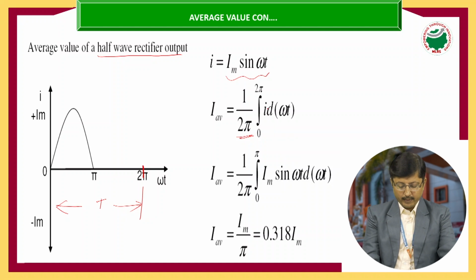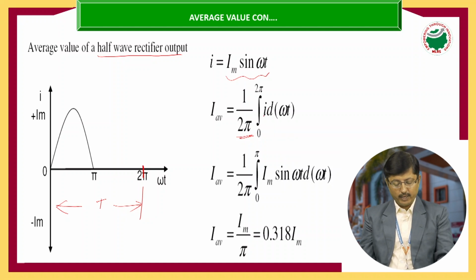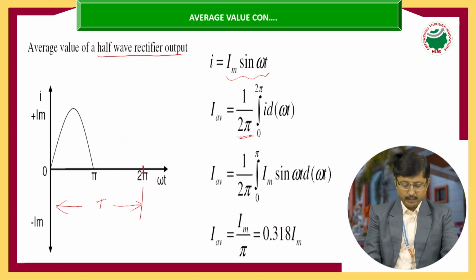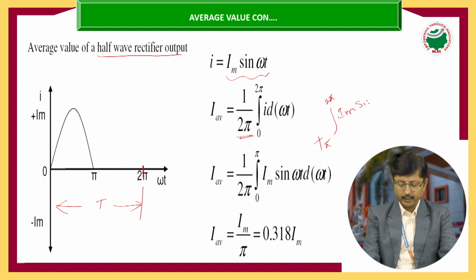So here we have to split the limits into two intervals: one from 0 to pi and another from pi to 2 pi. So I average is equal to 1 by 2 pi integral 0 to pi Im sin omega t d omega t, plus one more term, integral pi to 2 pi Im sin omega t into d omega t.